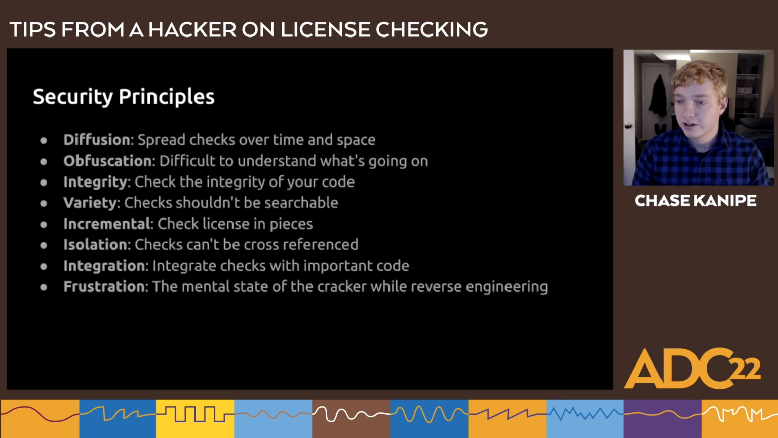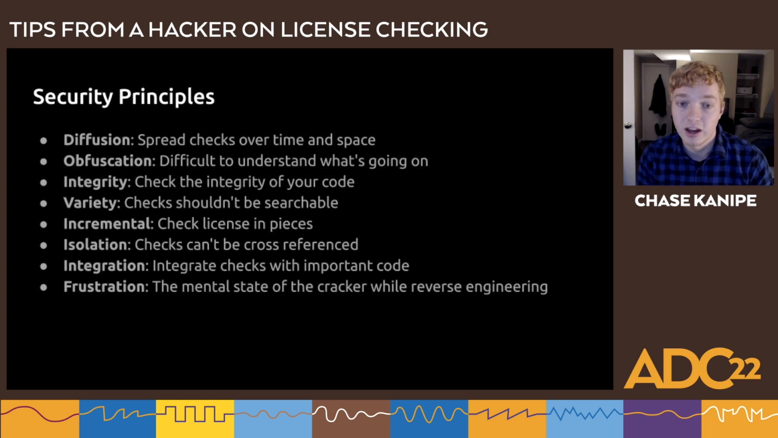So in thinking about how to design these schemes, I've listed here a set of principles that we can refer to to guide us in developing schemes that are hard to reverse engineer. The first is diffusion, which is that we want to spread our license checks over both time and space in the binary. Second is obfuscation. We want to make it difficult to understand how these schemes are implemented.